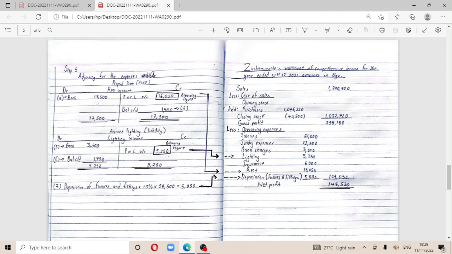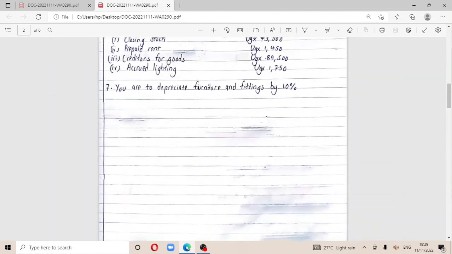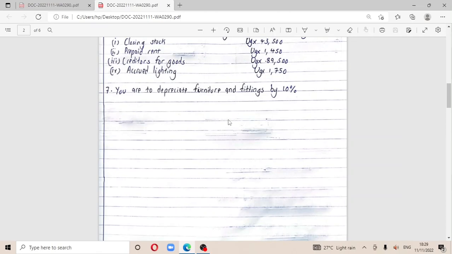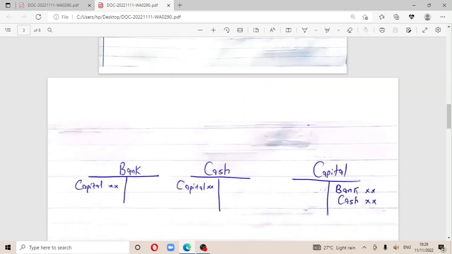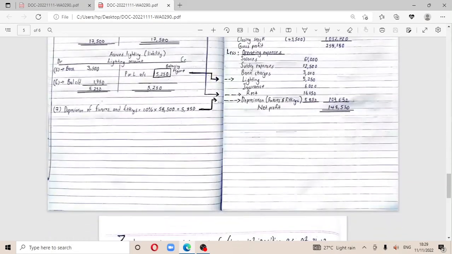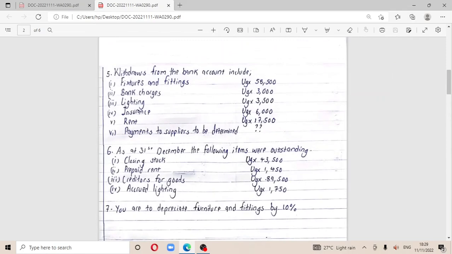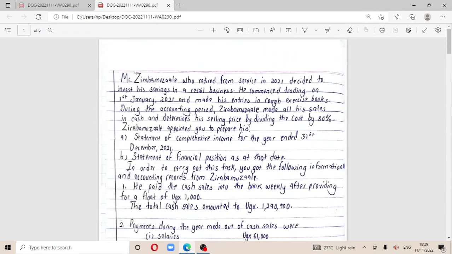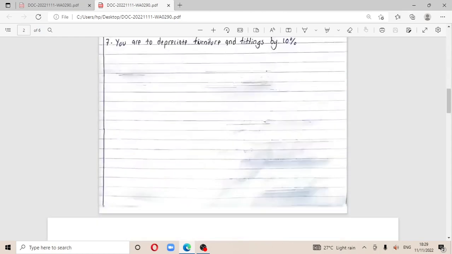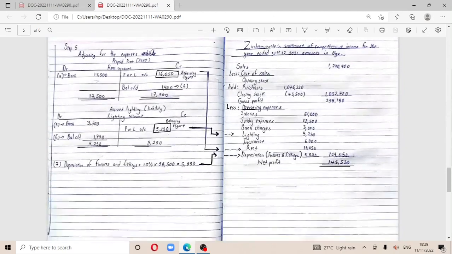So point number 7 talks about depreciation, fixtures and fittings depreciation 10%. So once I come here, say 10% of the cost of the fixtures and fittings, I get it. So having done that, I come to part A of the question, which was requiring the financial statement of comprehensive income, and also the statement of financial position. So now I can start filling in all my figures.